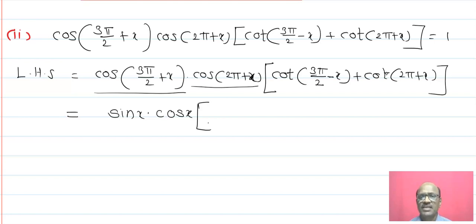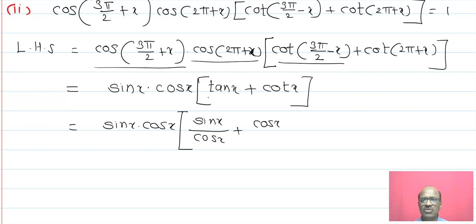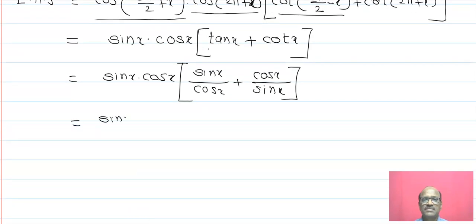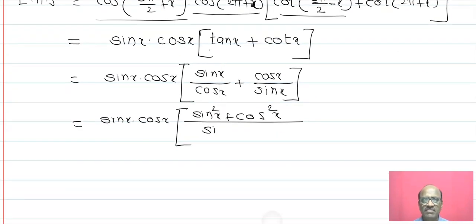Now in square bracket, see this, cot of 3 pi by 2 minus x. It comes in the third quadrant. In third quadrant, tan and cot both are positive and cot will become tan. And cot of 2 pi plus x, it will again come in the first quadrant and it will remain cot. Now see this, tan means what? Sine upon cos. Cot means what? Cos upon sine. Make the cross multiplication. That is sin x into cos x, bracket complete, sin square x plus cos square x upon sin x into cos x get cancelled, and overall you are getting the value is 1.